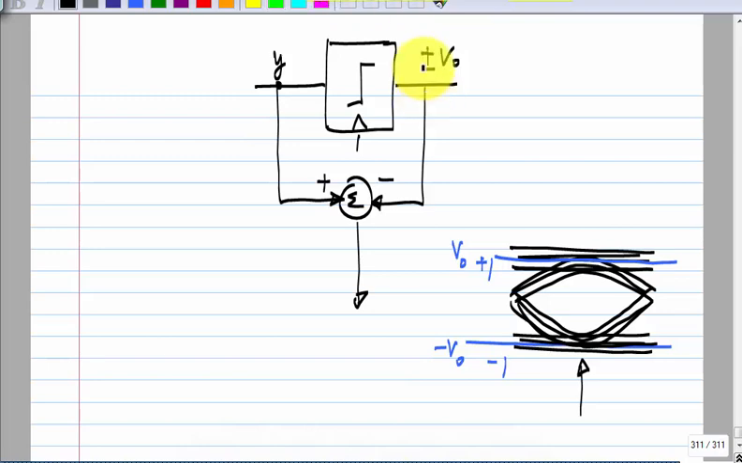We'll see how to implement this. This is not exactly how it is done, but this depends on whether the detected symbol is either plus 1 or minus 1. Okay. Now what is my goal?